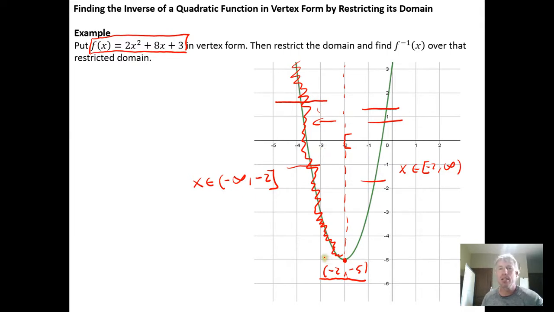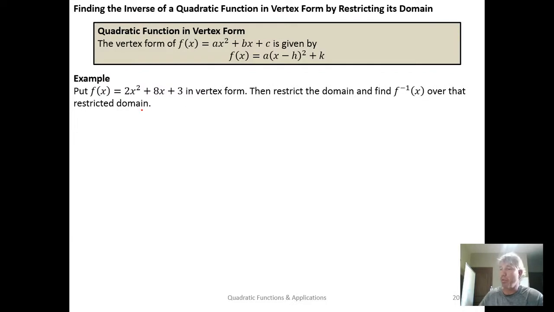So this is the idea. We can always find the vertex and then throw away everything to the left or to the right of the line of symmetry and find the inverse function. And the way that we find the inverse function is we put the function f of x into vertex form, which then lets us use the square root property to find the inverse very easily. So for this function, we'll go ahead and tackle it on this next slide.